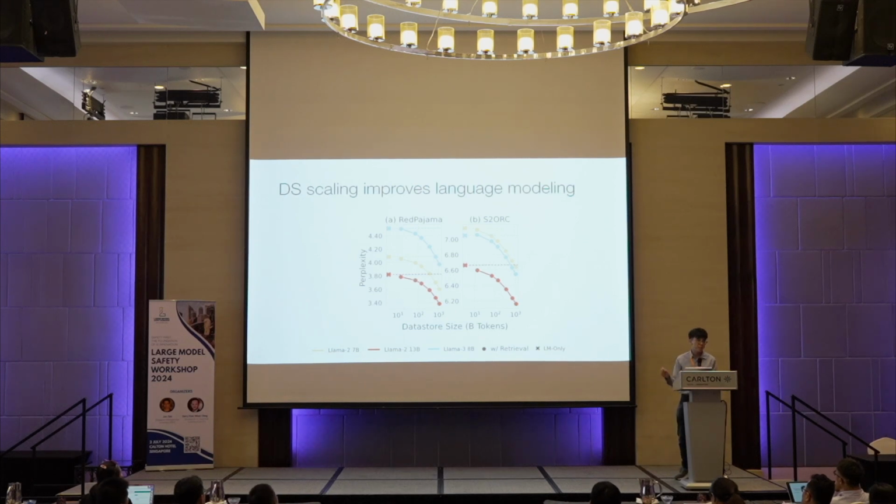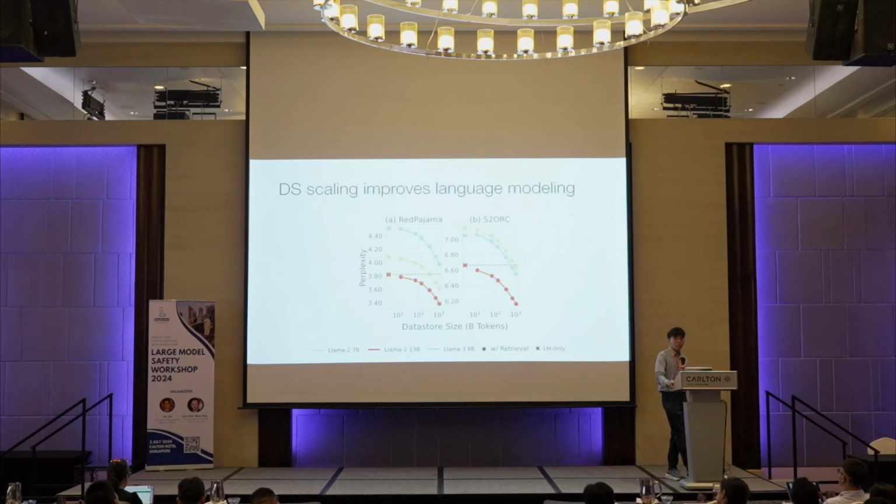On the left, this is RedPajama, a general web crawl data set. On the right, S2ORC is a collection of scientific papers, so much more specialized than general web. And we see that for both cases, the larger the data store, the better. Notably, the dashed lines are the performance of models without any retrieval. For example, the yellow line is Llama 2 7B, the red line is the 13B variant. And you can see that without retrieval, of course, the larger model works better than the smaller model. But once you add data stores in, the smaller model with a large data store can do much better, at least on language modeling, than larger models without data stores.